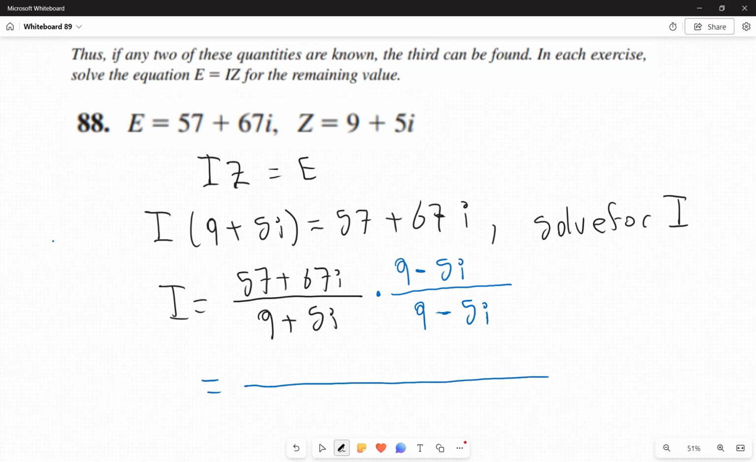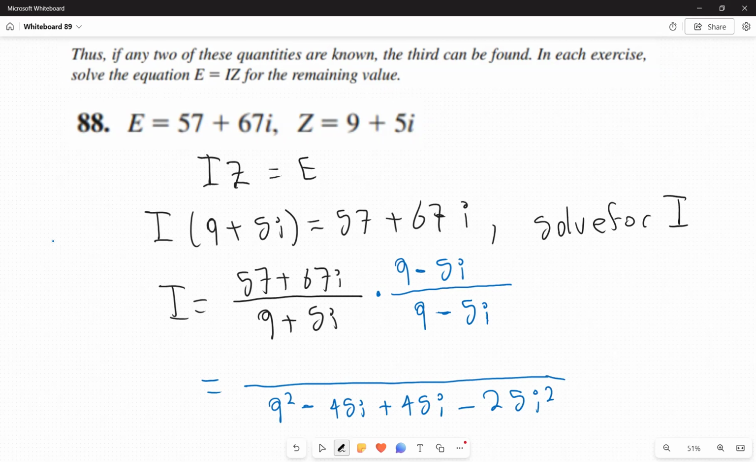So what is that going to be? The denominator is going to be 9 plus 5i times 9 minus 5i. That's going to be 9 squared, and then minus 45i, plus 45i, minus 25i squared.